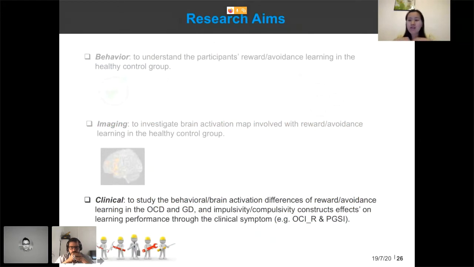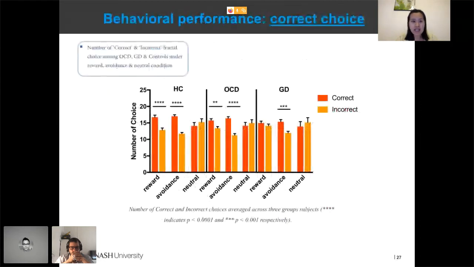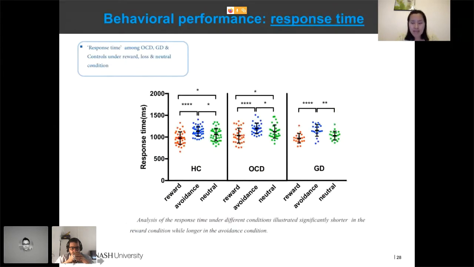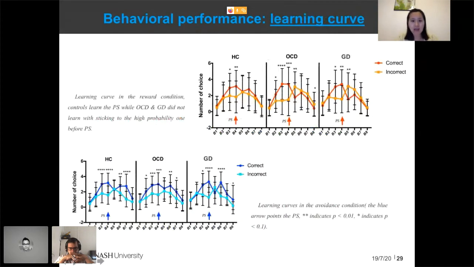And then at the clinical level, we're going to study the behavioral and brain activation differences of reward avoidance decision in OCD and gambling disorder patients. For the behavioral performance, we found that the OCD group had a significant preference for the correct choices under both the reward and avoidance conditions, while the only significant difference was found in gambling disorder patients under the avoidance condition. The same for the response time: all three groups showed a quicker response under the reward condition and a slower response under the avoidance condition.